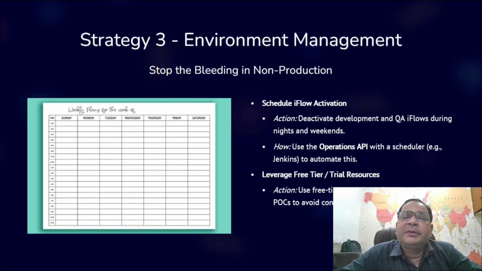Then strategy and environment management. Stop the bleeding in non-production. As I told earlier, for the dev and QA, you can choose wisely, and for the non-productive hours, you don't have to keep dev and QA up and running. You can deactivate development and QA flows during nights and weekends, or you can bring those environments down. So how can you do that? Use the operations API with a scheduler to automate it.